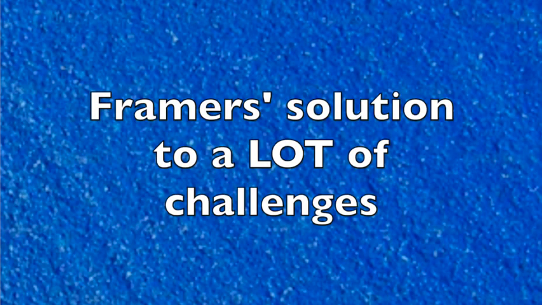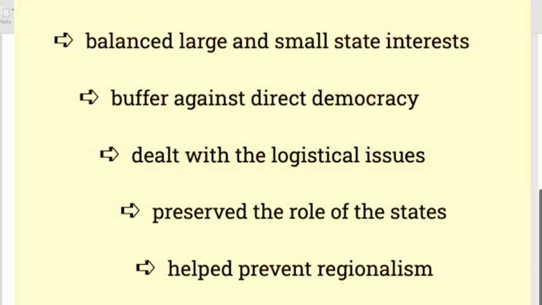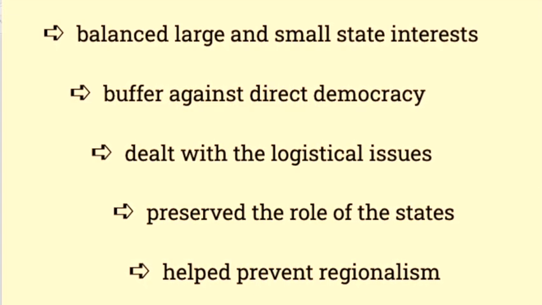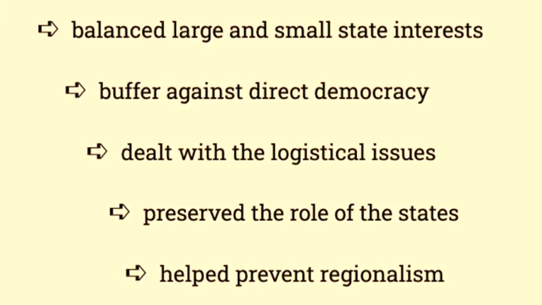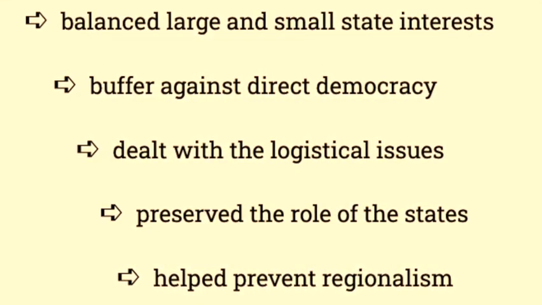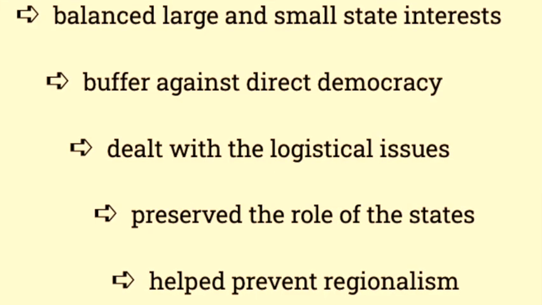So, in the end, the Electoral College was the framers' solution to a lot of different challenges. It balanced large and small state interests, provided a buffer against direct democracy, dealt with the logistical issues of the time, preserved the role of states in the election process, and helped prevent regionalism from dominating national elections.